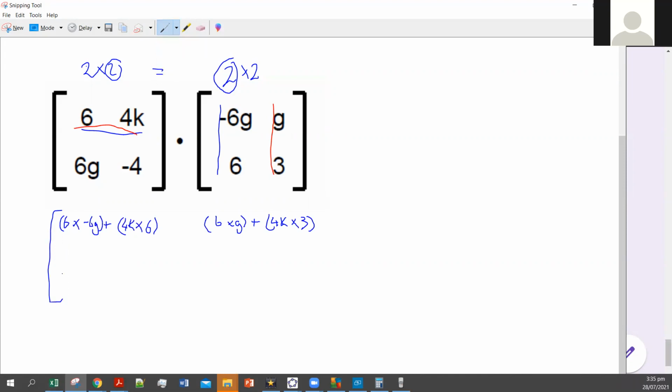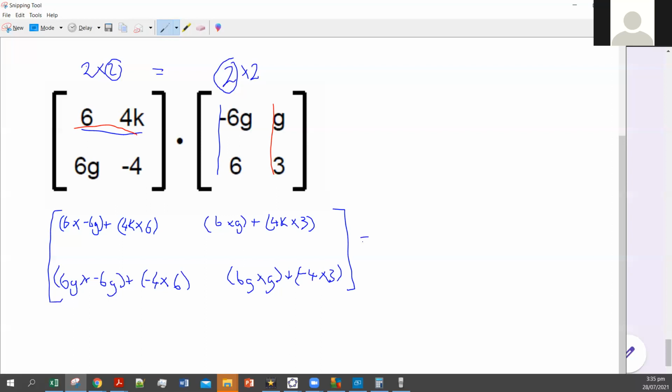Then we do it for the other bottom one again. So it will be 6g times negative 6g plus minus 4 times 6. And then on the other side, I will have again 6g times g plus minus 4 times 3.